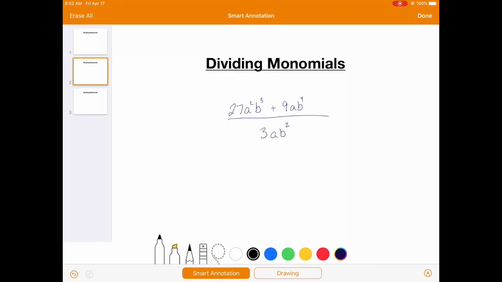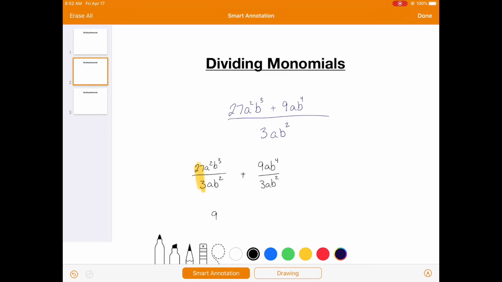Let's take a look at one that's a little harder. It's the same exact process. So I'm going to rewrite them with my terms being two separate fractions. So I have 27a squared b cubed over 3ab squared plus 9ab to the fourth power over 3ab squared. I'm following the exact same process. So I'm going to divide my coefficients. 27 divided by 3 is going to be 9.